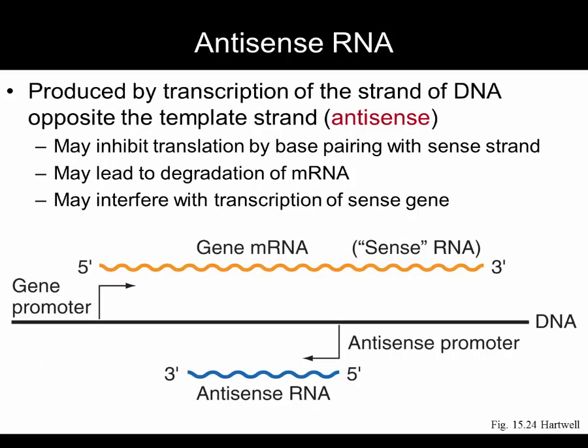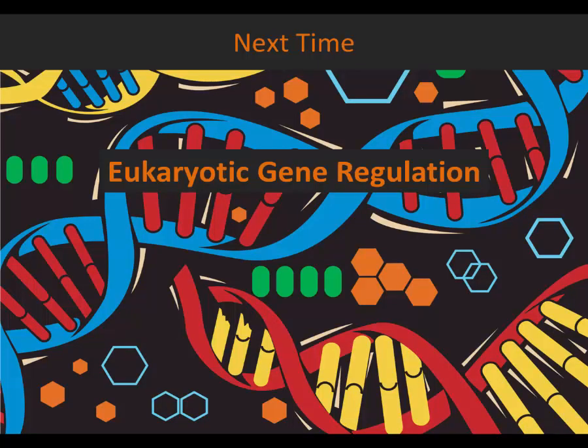The normal mRNA is known as sense RNA, so antisense RNA is made when the other DNA strand is used as a template. The sense and antisense RNA strands can pair together, and this pairing can block translation. Also, double-stranded RNA is typically recognized by the cell as foreign and quickly degraded, and the actual process of making antisense RNA can even interrupt the transcription of the sense RNA, since transcription should not be occurring in both directions at the same time. That's it for bacterial regulation.